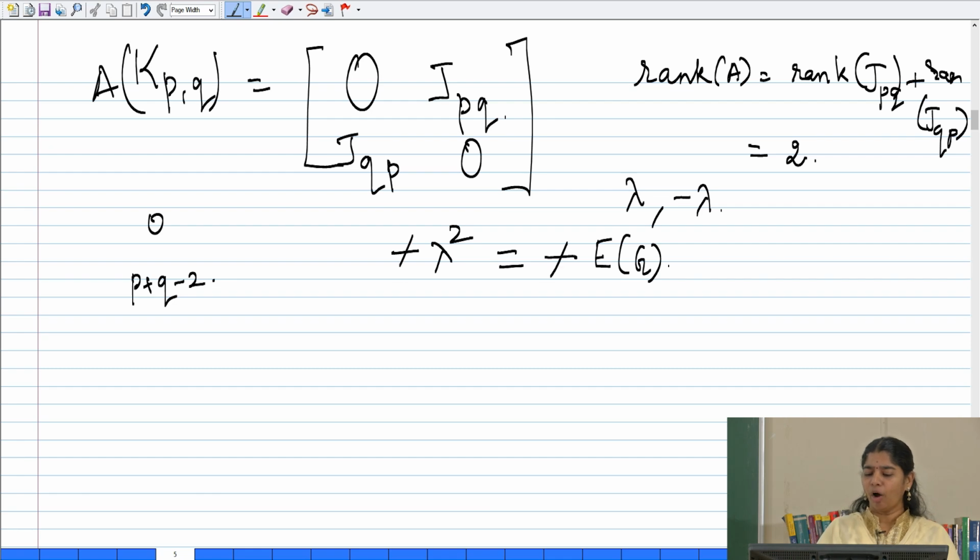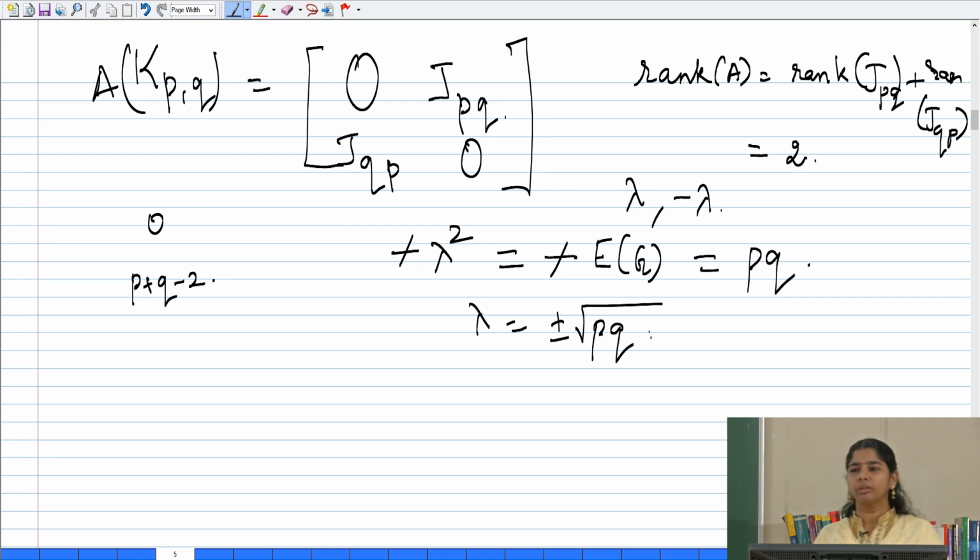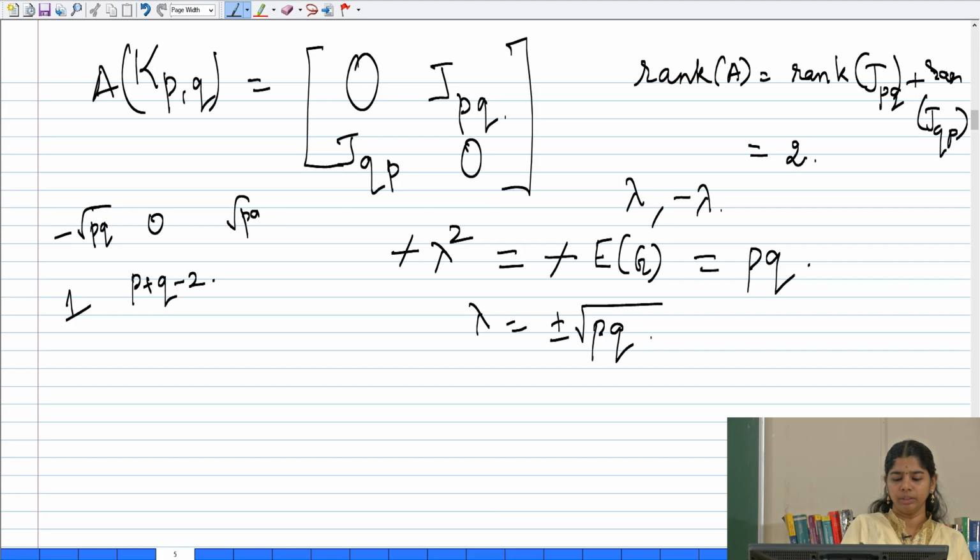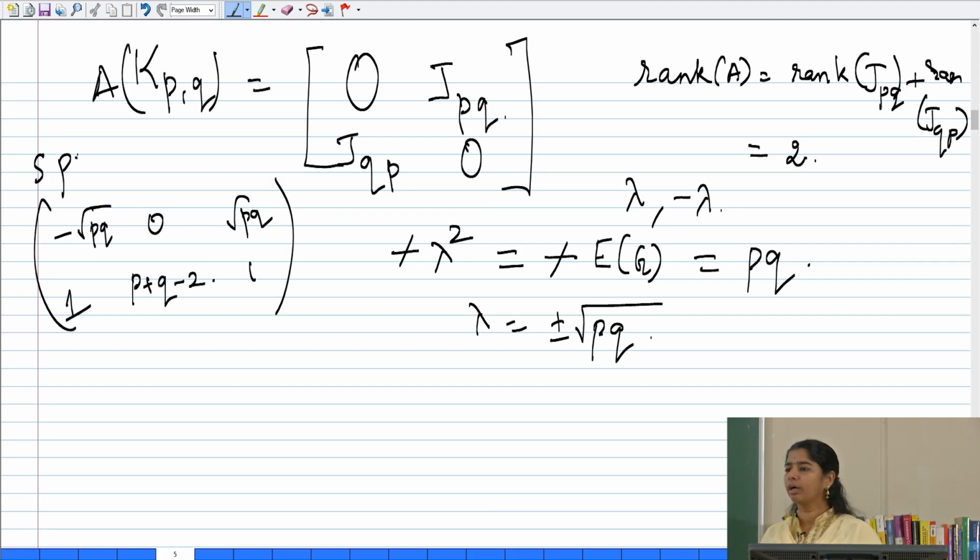So, putting this, how many edges are there? We are talking about the complete bipartite graph with p vertices on one side, q vertices on the other side, so pq edges. So, lambda square is equal to pq, which implies lambda is plus or minus root pq. So, these are the 2 eigenvalues, plus root pq and minus root pq, and they both occur with multiplicity 1. So, this is going to be the spectrum for the complete bipartite graph.